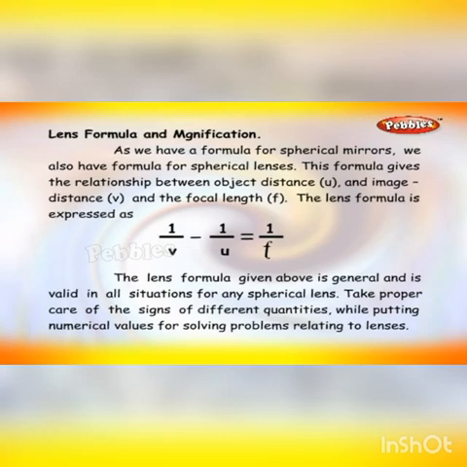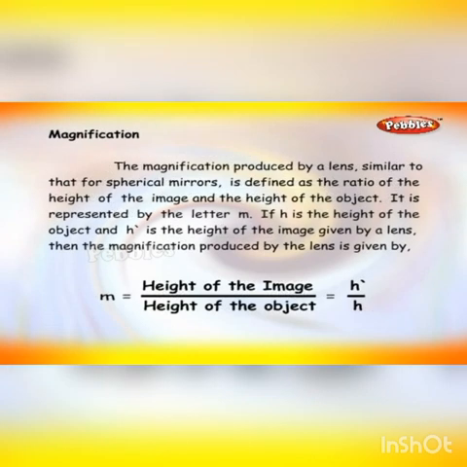Lens formula and magnification. As we have a formula for spherical mirrors, we also have a formula for spherical lenses. This formula gives the relationship between object distance u, image distance v and the focal length f. The lens formula is expressed as 1/v minus 1/u is equal to 1/f. The lens formula given above is general and is valid in all situations for any spherical lens. Take proper care of the signs of different quantities while putting numerical values for solving problems relating to lenses.